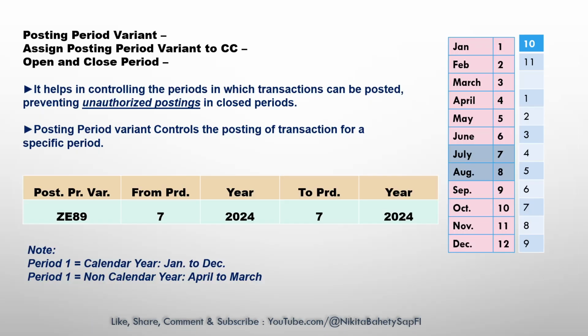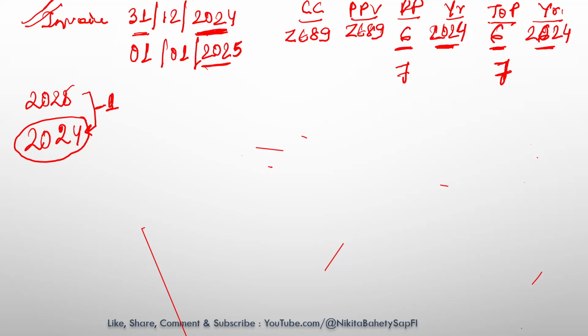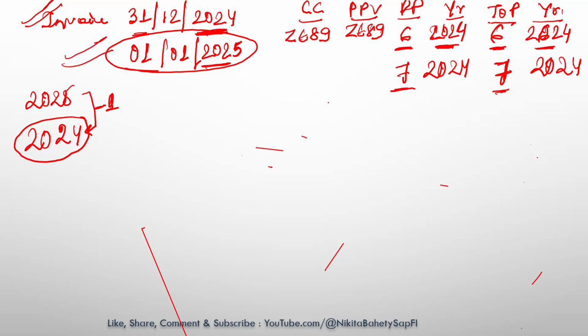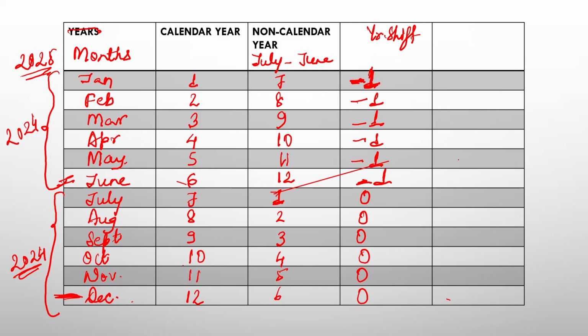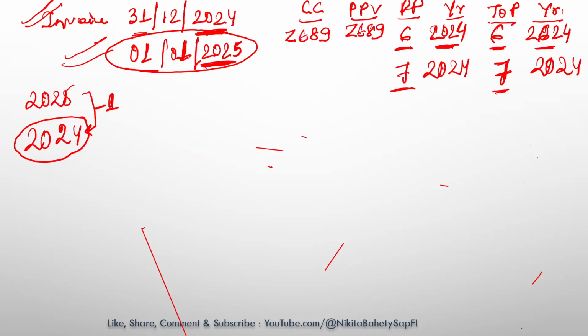So now, what has to be open? 2024. If 2024 is open and the seventh period is open, will this invoice be posted? Yes, because the seventh period is also open, and as per January 2025 we have instructed to go minus 1 back to the previous year, which means 2024, and 2024 is also open. So this invoice will be posted. I hope I have given enough examples of minus 1, so I believe you now have a clear understanding.